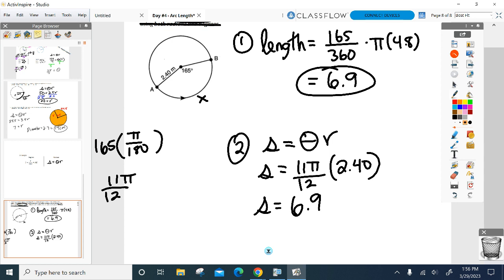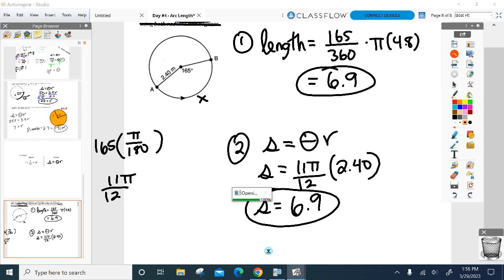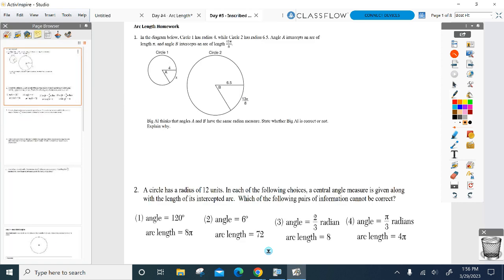It doesn't matter what formula you use as long as you're in the right units. All right, so that was my point here today. Make sure you're in the right units. Can you flip it over? Look at question 2 from the homework. It's a little bit confusing, and I want to make sure you guys are good. So take a look at number 2, please.